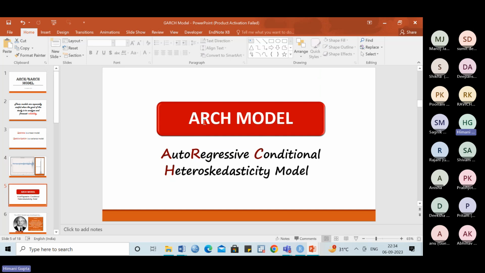So now let's move to the ARCH model first. ARCH means autoregressive conditional heteroscedasticity model. I have already told you what the word heteroscedasticity means. We divide this word into two parts, hetero and scedasticity. Hetero means different and scedasticity means deviation. That means there are different deviations from the mean.